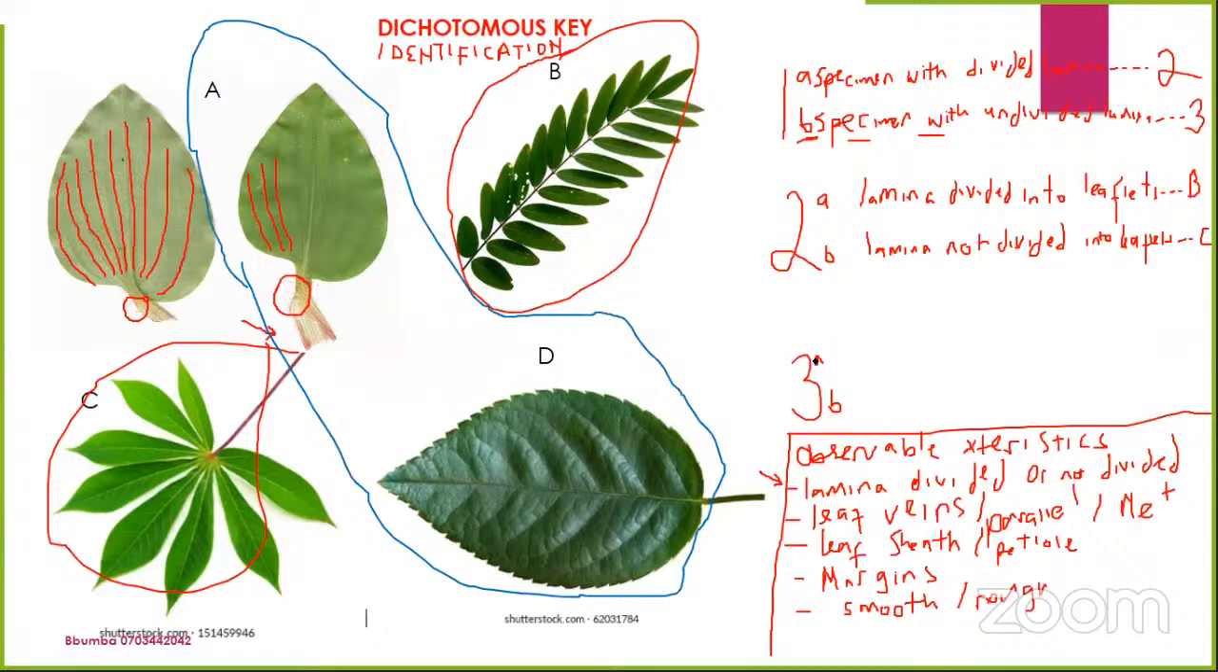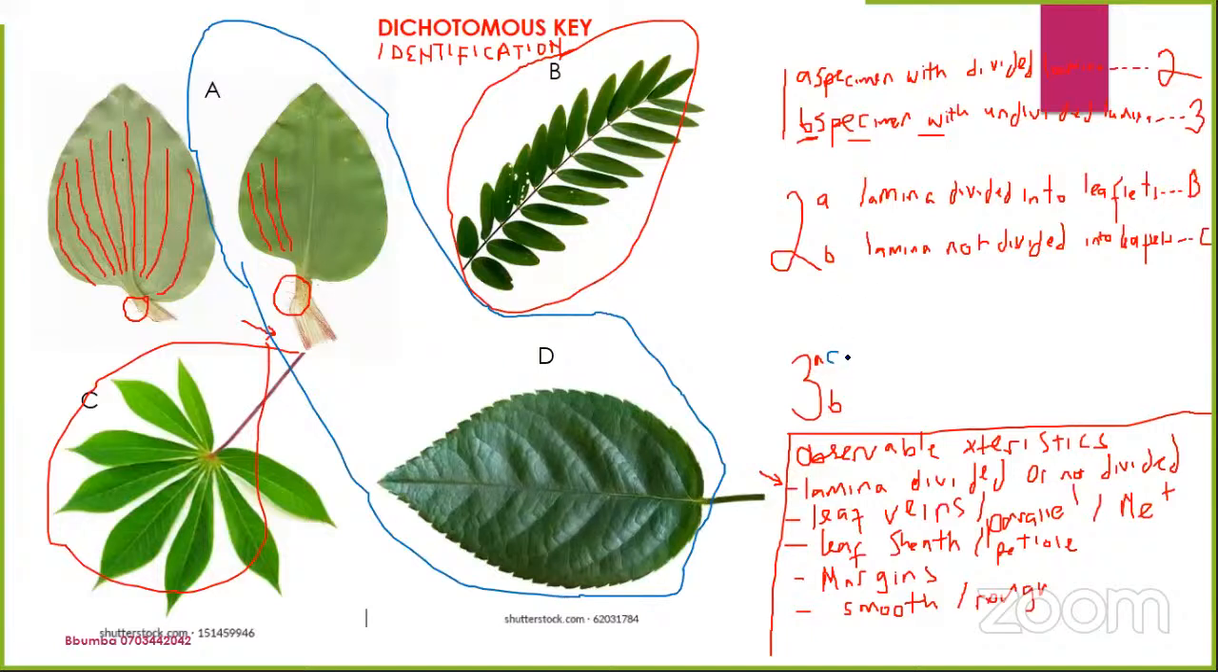And what is there? I can decide to use margin, because A has an entire margin or a smooth margin, and D has a serrated margin. I can decide to use veins: A has parallel veins, D has network veins. I can also use hairs. A has hairs, D has no hairs, you see? So we can separate in many ways. Let me decide to use margin.